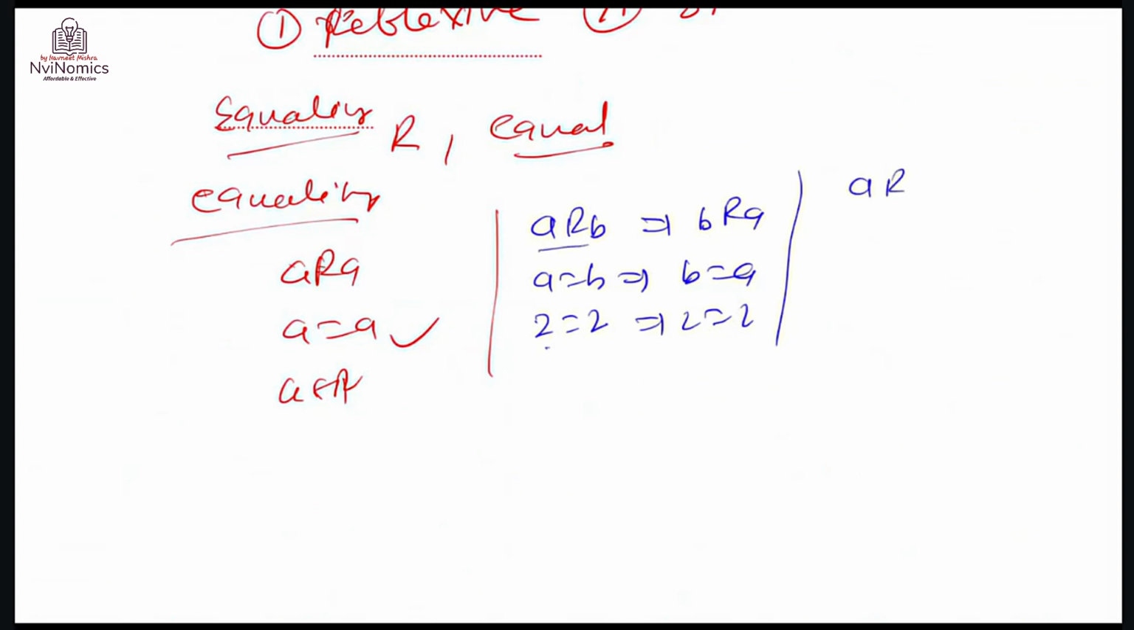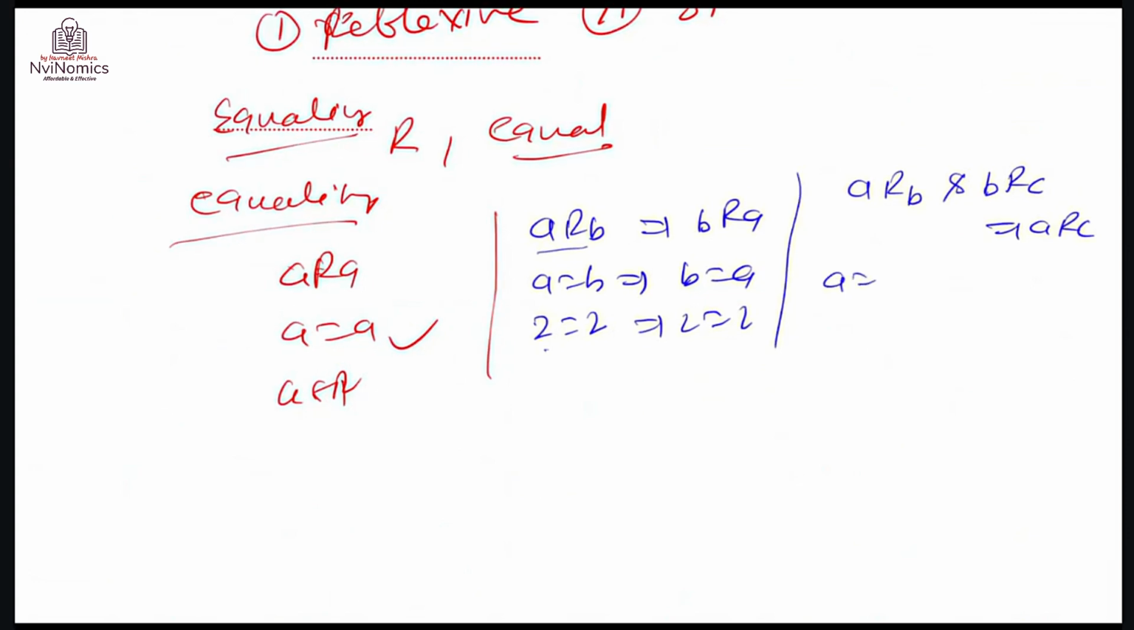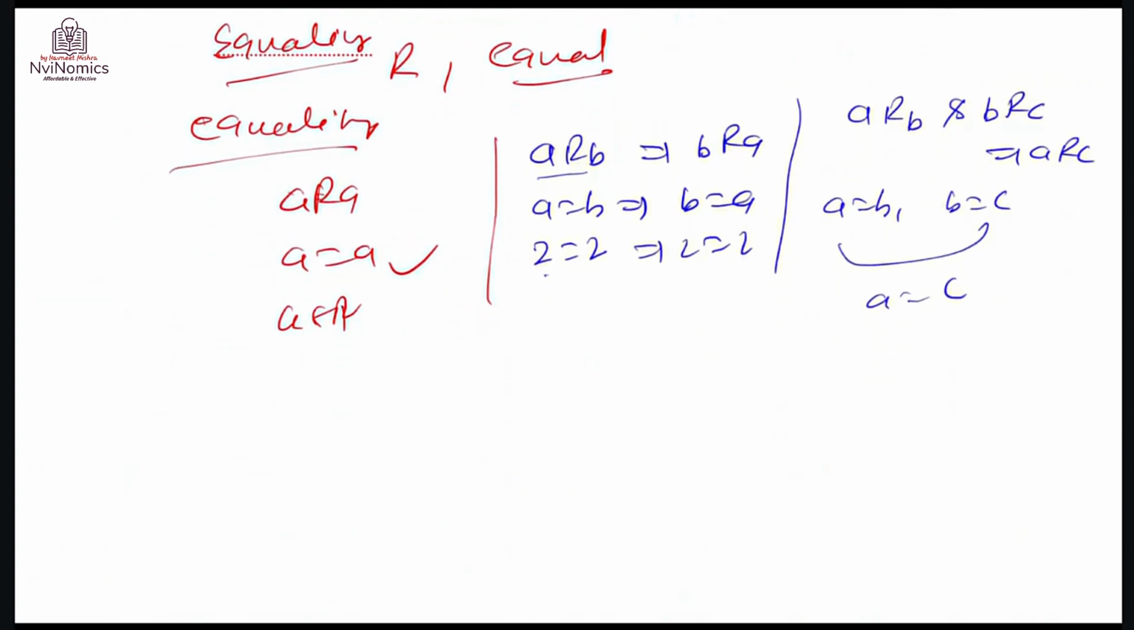Similarly, a is related to b and b is related to c. It implies that a is related to c. Now the relation here is equality. So a equals b and b equals c. Obviously, it implies that a equals c. So you can see that the equality relation is an equivalence relation.